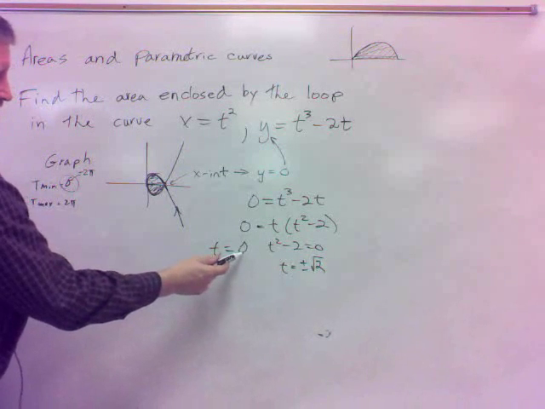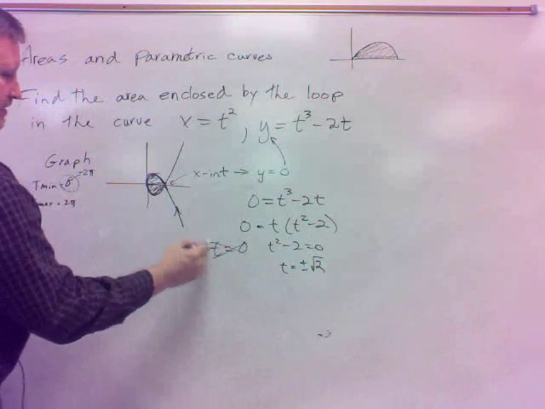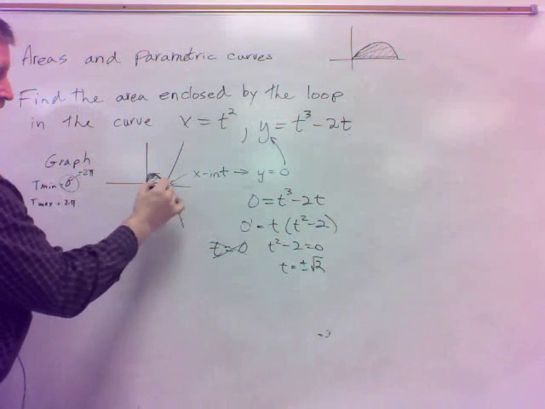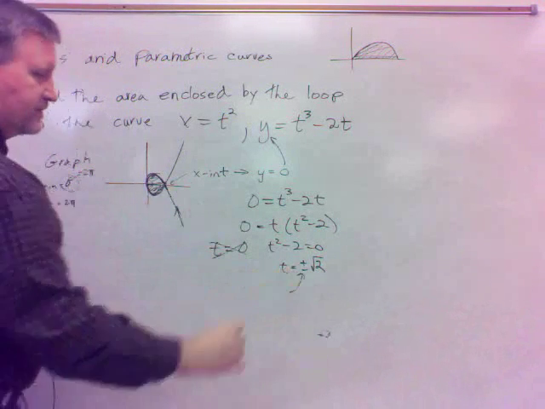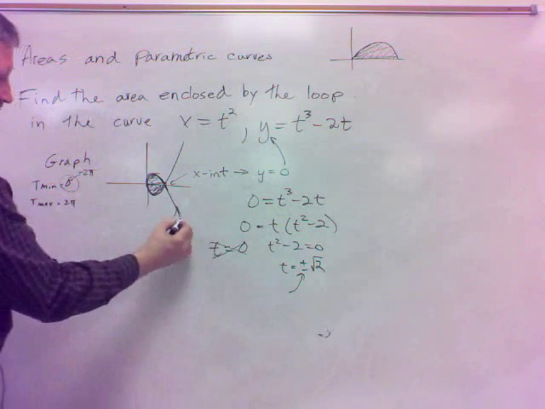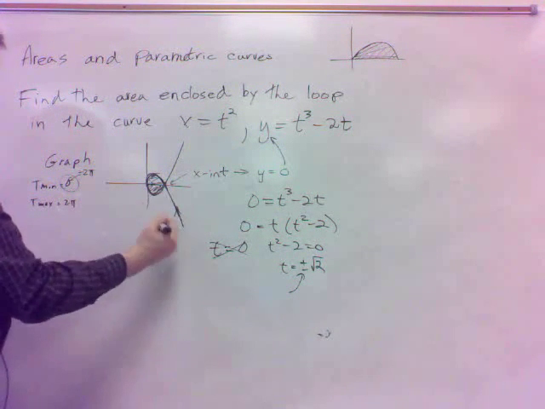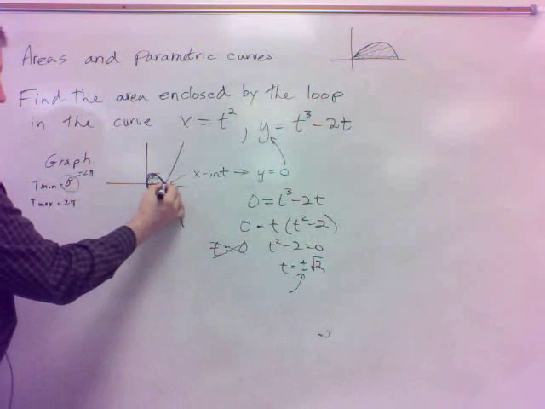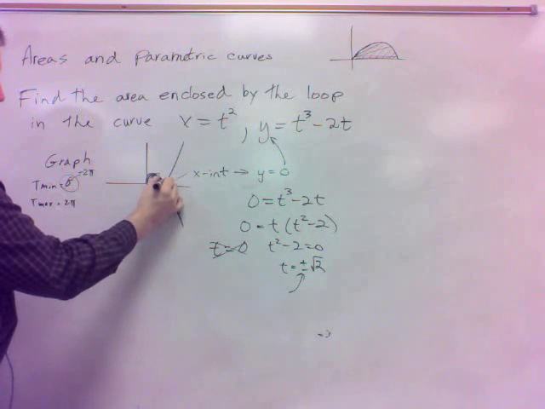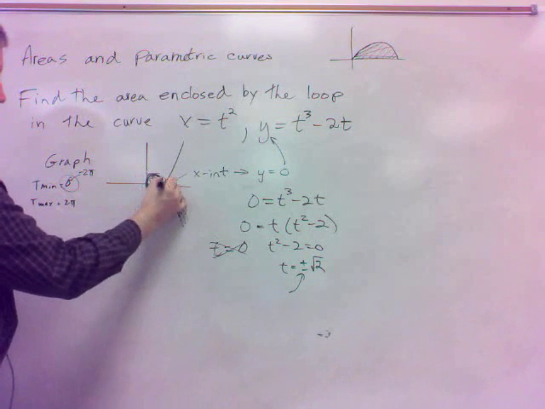Now, it's pretty clear that t equals 0 is not what I'm interested in, because at t equals 0, x is 0, y is 0, so that's this point. I want the other two points, when t is square root of 2 and t equals negative square root of 2. You can check it, trace it on your graph: at negative square root of 2, it first crosses the x-axis there, and then it comes on around, and then at positive square root of 2, it's going to cross it again.